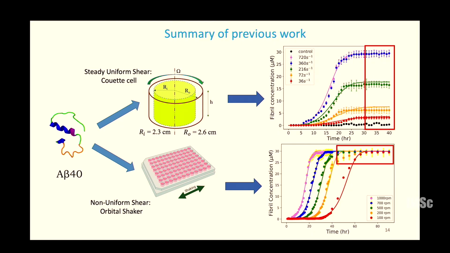But in this protein, we found an opposite effect: if you apply shear, it actually plays a different role. So here, on the first hand, we have a simple Couette cell, and we apply a uniform shear. In this case, you can see that the control, if you don't do anything, if you just put a quiescent liquid, over a period of 40 hours, there is not much growth. But if you apply shear, then you see that the rate of formation of aggregate gets faster.